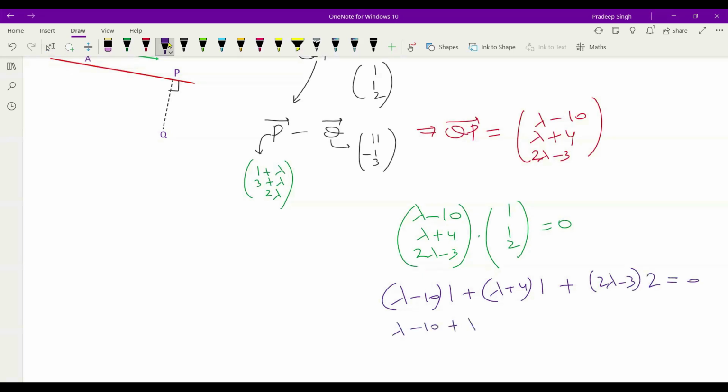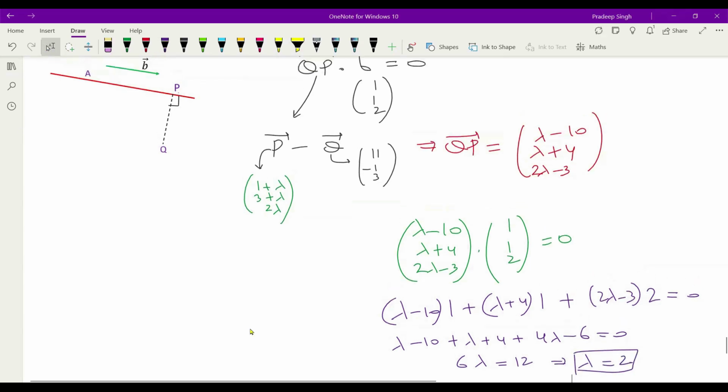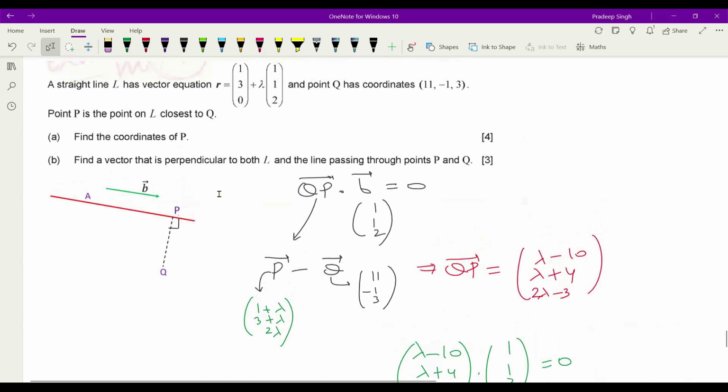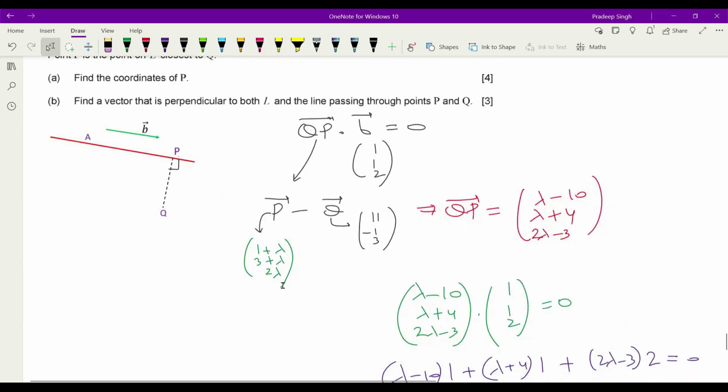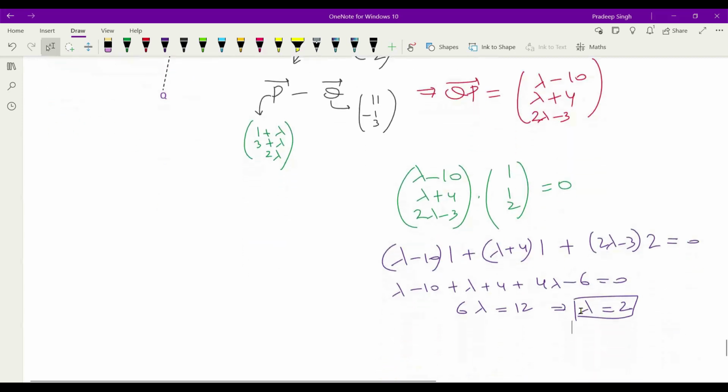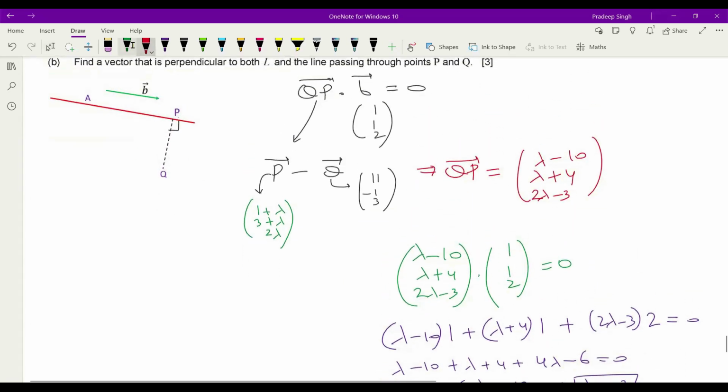Let's simplify. So we'll get this entire expression. If we simplify this, we should get 6 lambda on the left hand side, and on the right hand side, we'll get 16 minus 4, which is 12, which means lambda comes out as 2. Going back to the question, we were supposed to find the coordinates of P, and the coordinates of P are over here: 1 plus lambda, 3 plus lambda, and 2 lambda. Lambda we figured out as 2. So the coordinates of P will be 1 plus 2, 3, 3 plus 2, 5, and 2 into 2 is 4. So 3, 5, and 4 are the coordinates of point P.